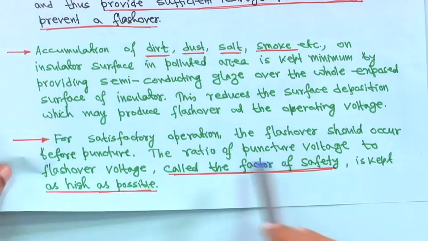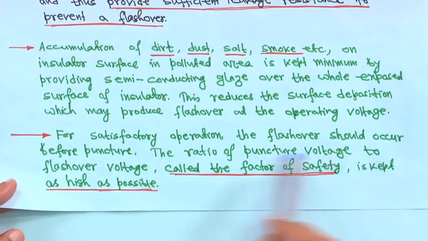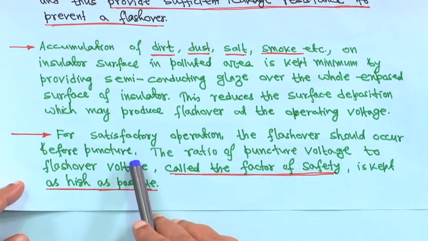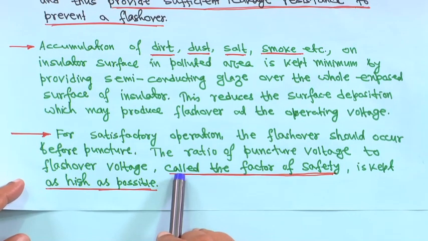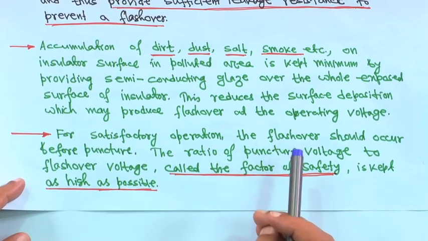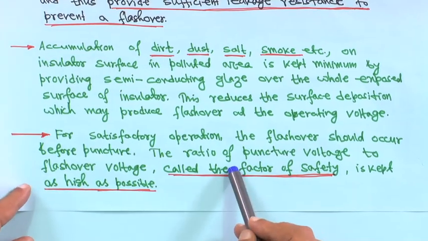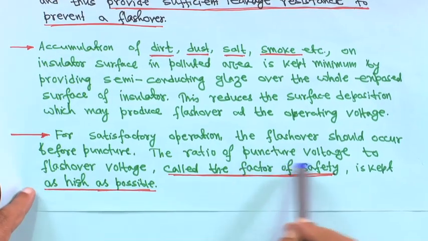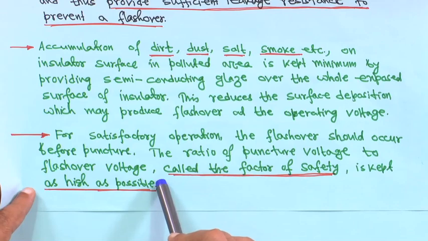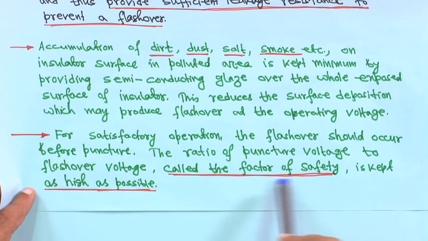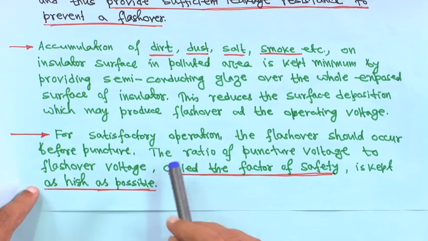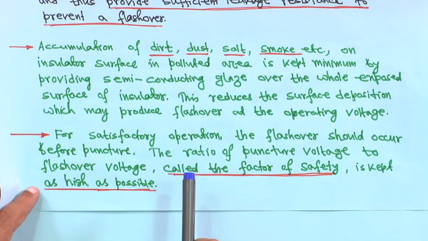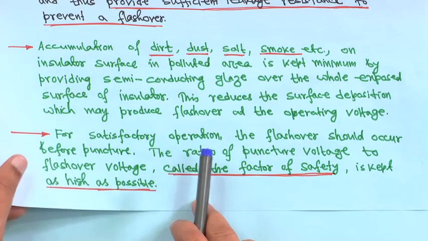Now, for satisfactory operation, the flashover should occur before puncture, right. This has to happen, that the flashover must occur before the puncture, but puncture, as I told you, is a very rare phenomenon, but if it happens, the insulator will get damaged. So, the ratio of the puncture voltage to flashover voltage is called the factor of safety, and it is kept as high as possible. That means the puncture voltage should be much higher than the flashover voltage.